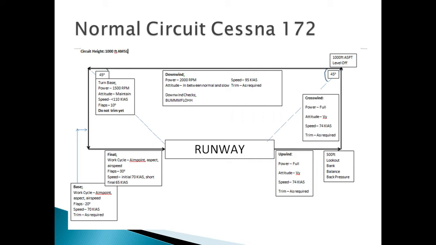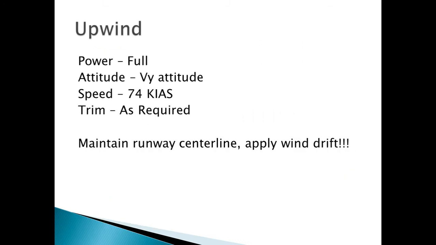Here is a normal circuit of a Cessna 172. We will discuss it in further detail soon. Upwind, that is the first leg of the circuit. That's basically a climb out on the extended center line. There's really nothing that special. Power to full, attitude set to VY attitude, speed 74 knots, trim as required.